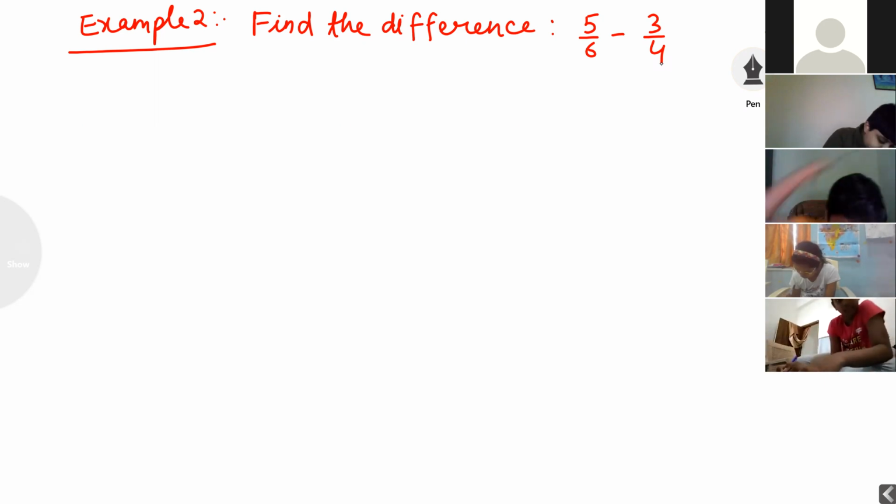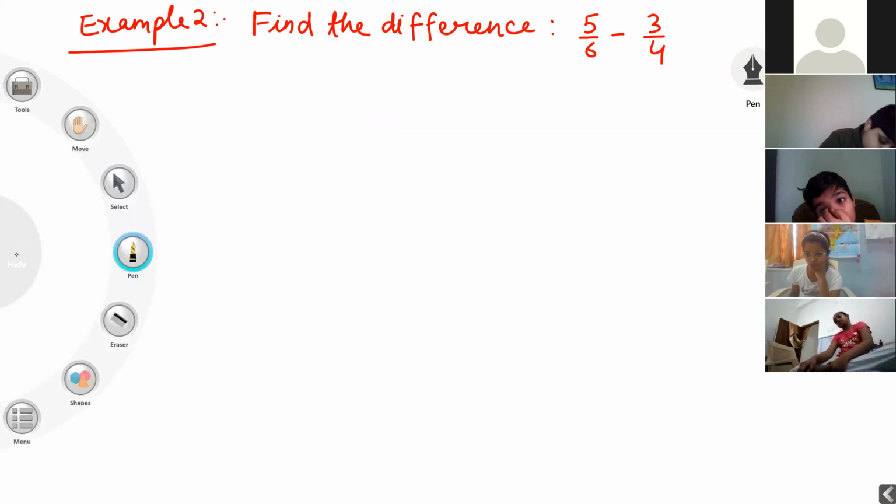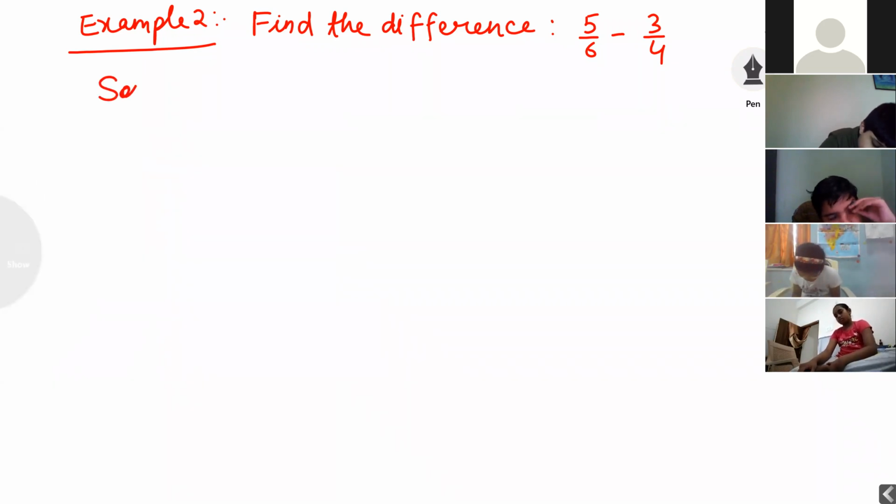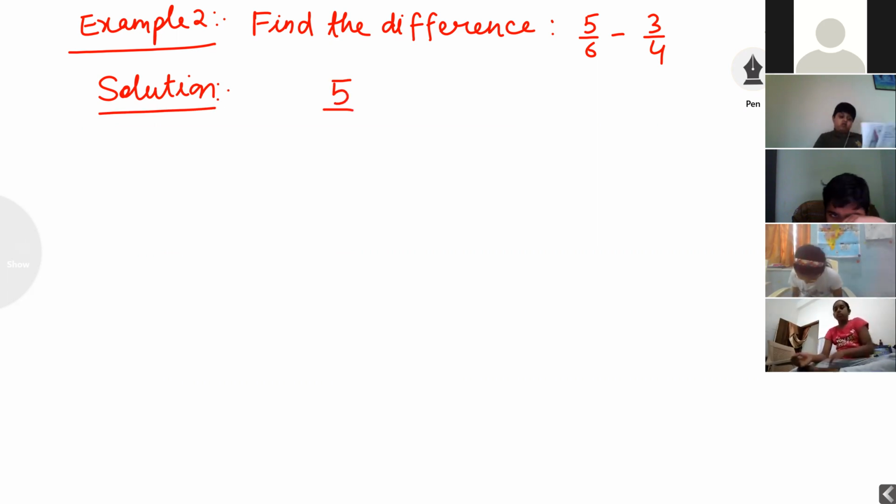There are two methods. The first is the cross multiplication method. The second is the LCM concept. Now we are going to apply the LCM concept. Cross multiplication is very easy, students, but it's better you follow the LCM concept. Now I want to take the LCM of the denominators. Why? Because the denominators are different.